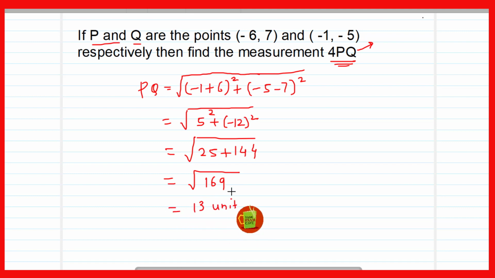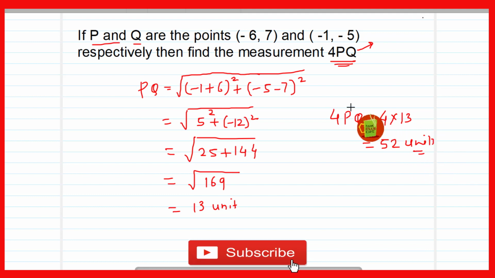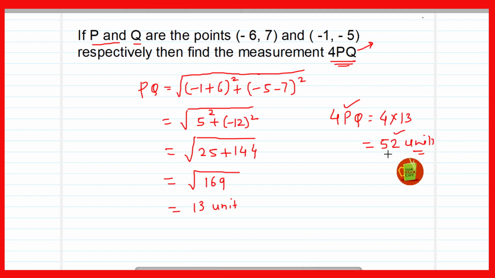And therefore the PQ distance is 13 units, but we have to find 4PQ. Therefore 4PQ is equal to 4 into 13, and so it is 52 units. So here we have got 4PQ equal to 52 units.